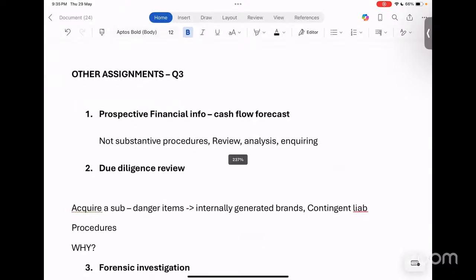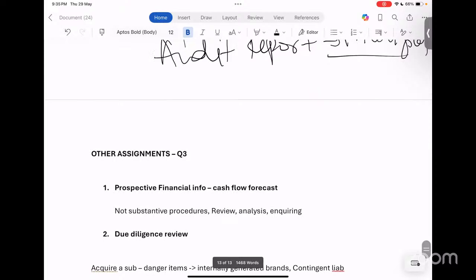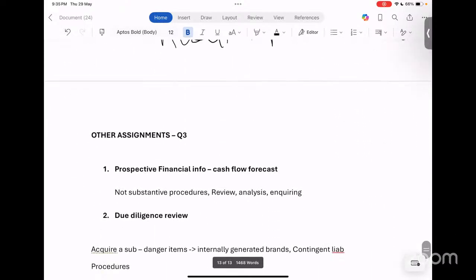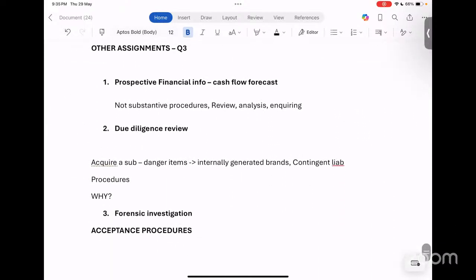Yes. Are we clear on it? Other assignments, review and reporting and other assignments? Fine.